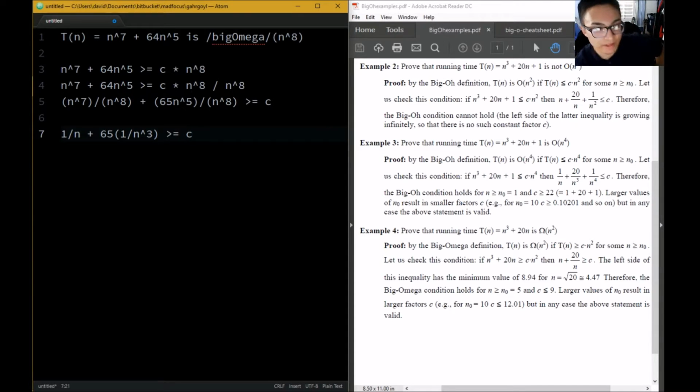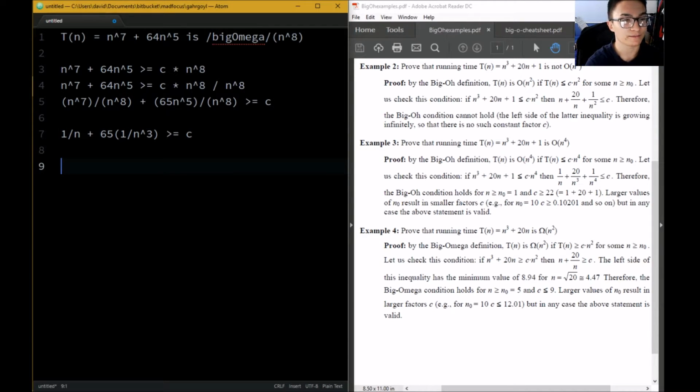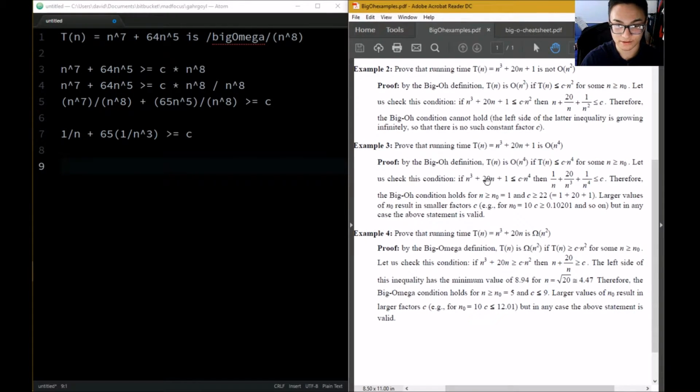Okay, so now if we were to plug in 1 for n to find our c, if we set n greater than or equal to n naught equal to 1, then we find out whatever c we're comparing to. So let's let n equal 1 for the process of solving for c.